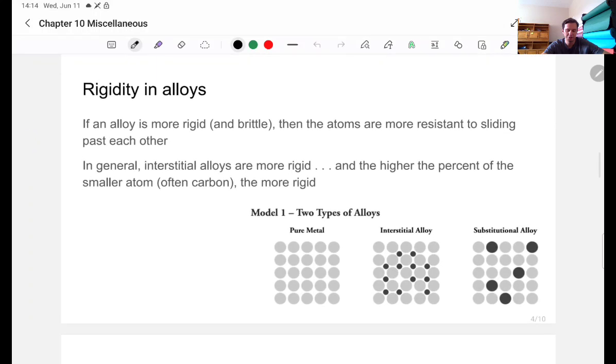So in general, interstitial alloys are more rigid, and the higher the percent of the smaller atom, which is often going to be carbon if we're talking about steel, the more rigid it's going to be. You can picture it: if I'm trying to move these two, well, now this one is blocking that. Whereas in a more substitutional pattern, you can imagine they can switch places and squeeze past each other more easily, whereas the interstitial is going to make it more tight.